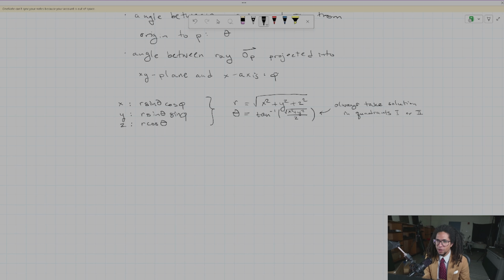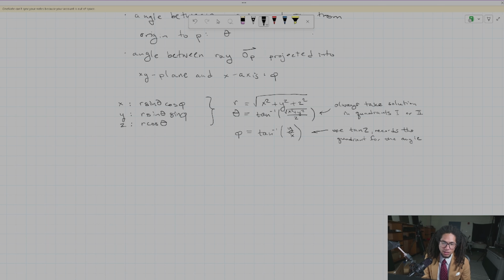Give myself a little bit of space, and then I can say that phi is equal to, well, for phi, we don't care about z at all. Instead, that's just equal to tan inverse of y over x. And here we use what's sometimes called the tan 2, which records the quadrant for the angle.